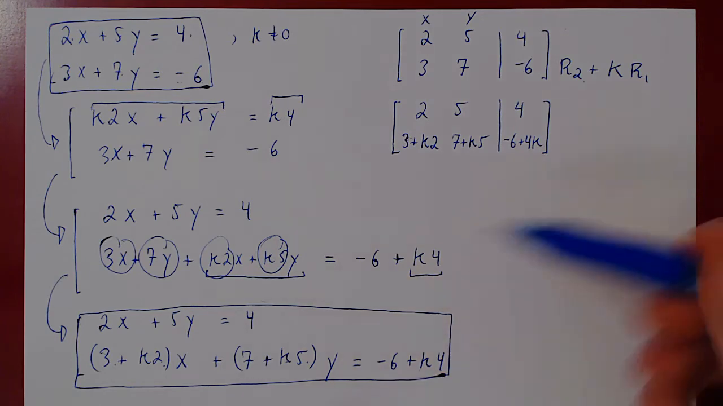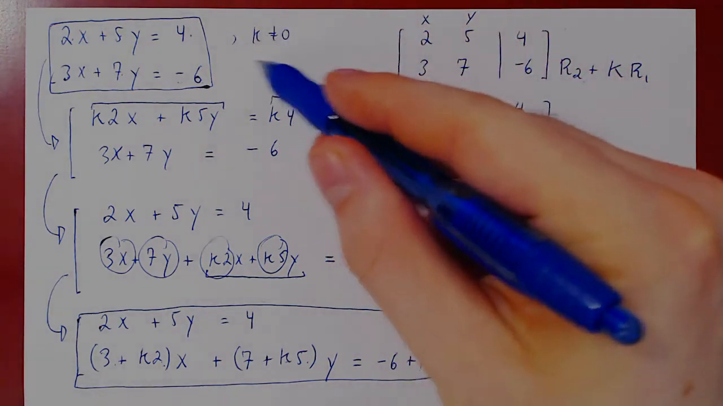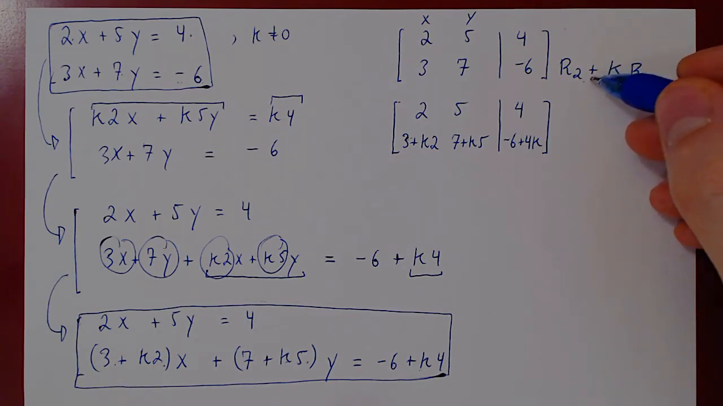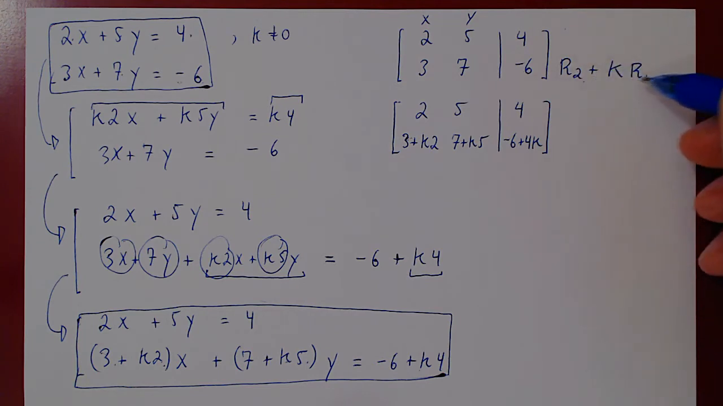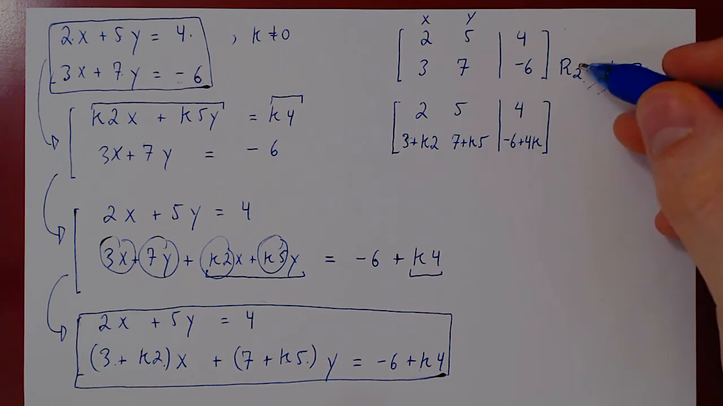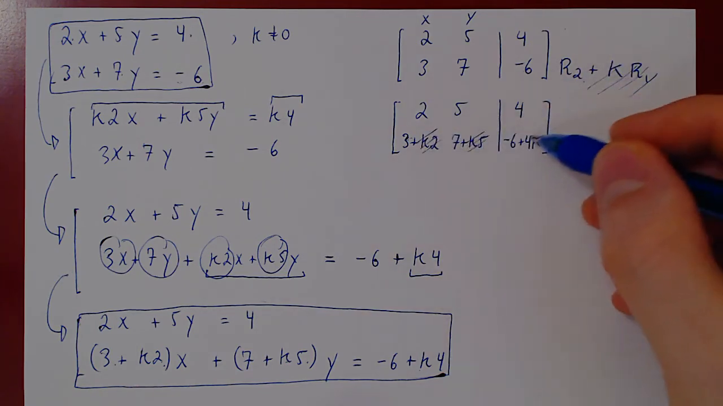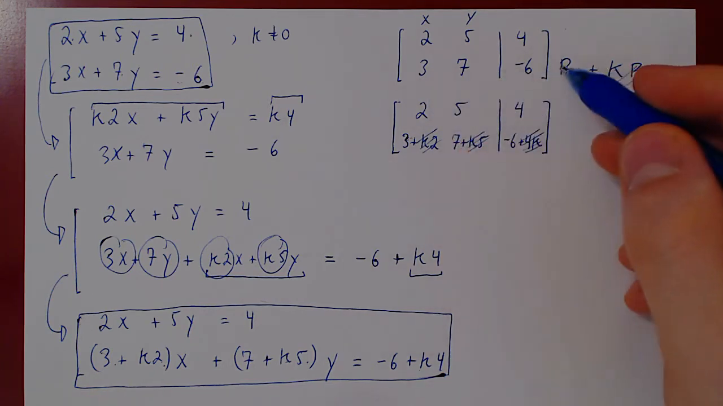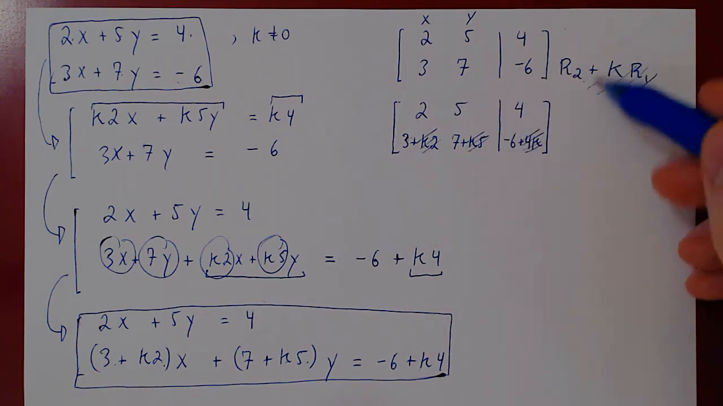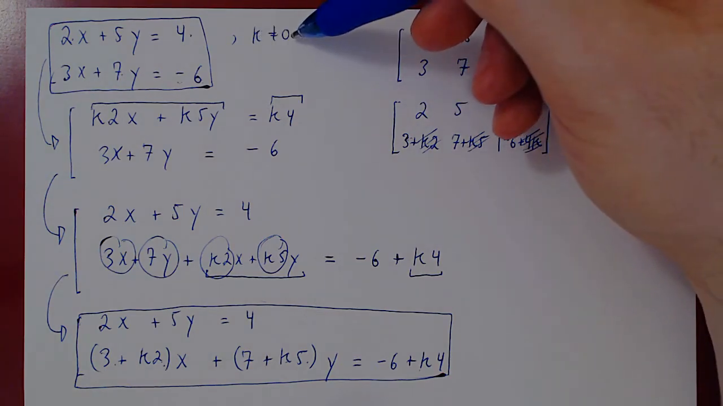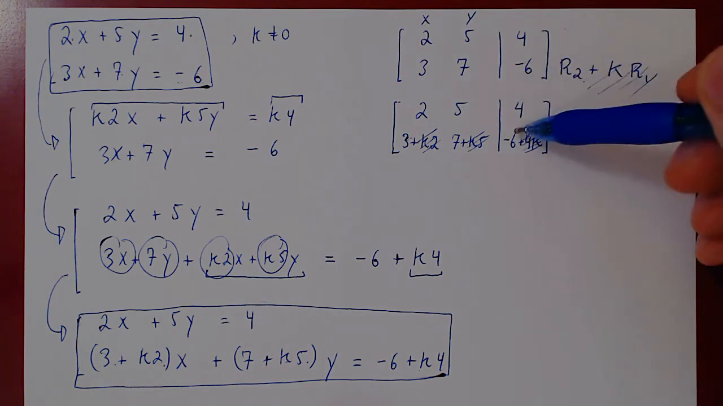Now there's one thing that we can do here, is we can actually remove this restriction. Because think of, what if k were 0? If k is 0, then we're saying row 2 plus 0 times row 1, which adds nothing, and all we get back is row 2, which changes nothing. We simply get back 3, 7, and negative 6, and so nothing happens. It's actually not a change if k is 0. So we can remove this restriction, because if k is 0, nothing happens.